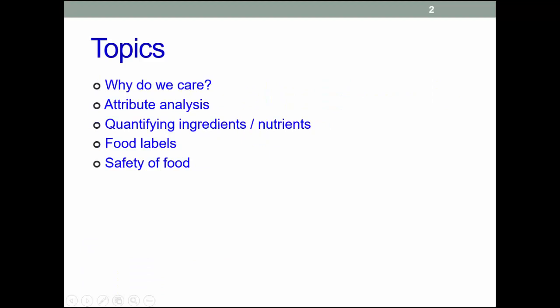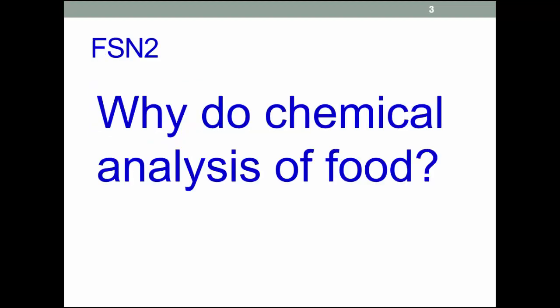Okay, so I'll talk a little bit about where we care. I'll give some examples and you can maybe have a think about some examples yourself. We'll talk about breaking down the reasons why we break down the information we have about food. Look at quantifying ingredients, nutrients, talk a bit about food labels, and then wrap it up by giving some examples of the safety of food and why this is important.